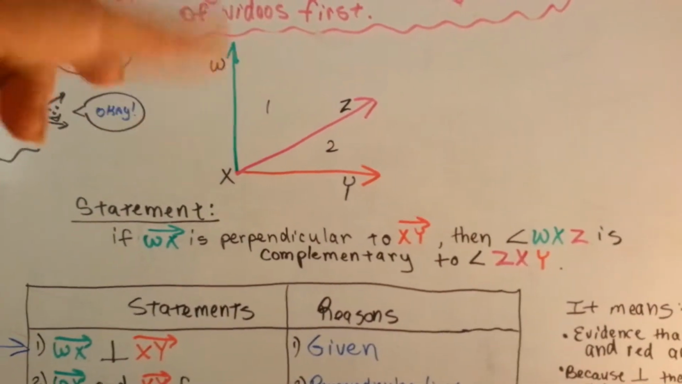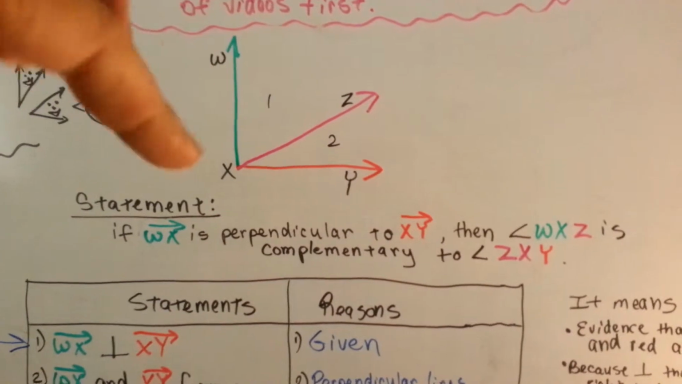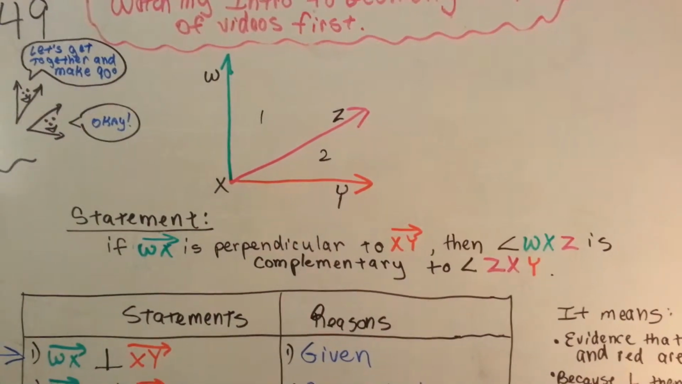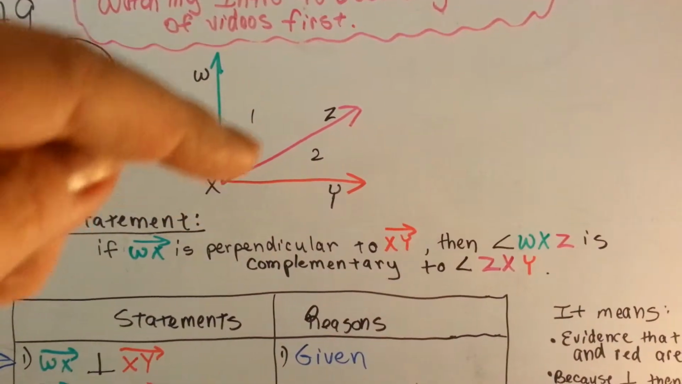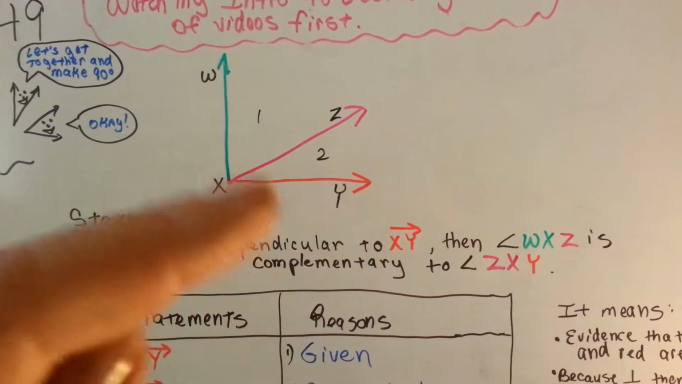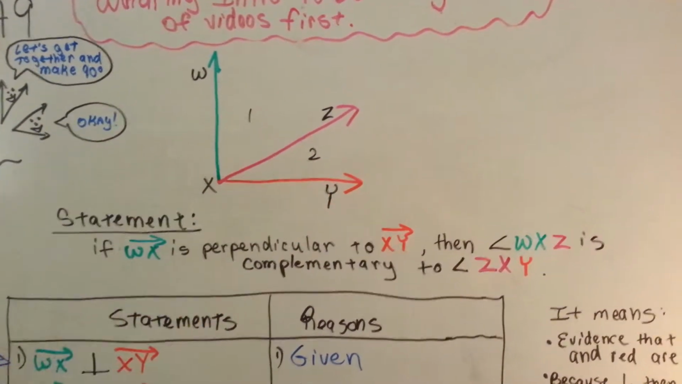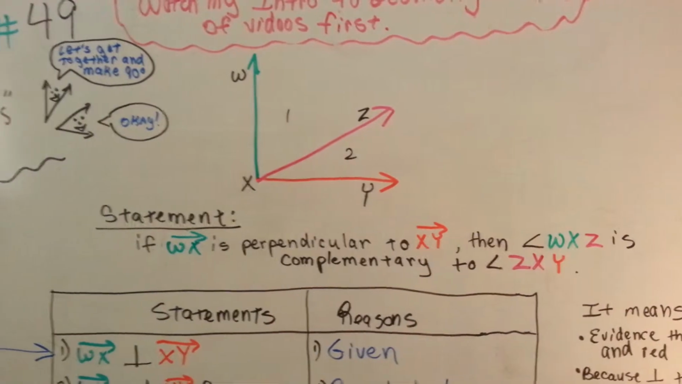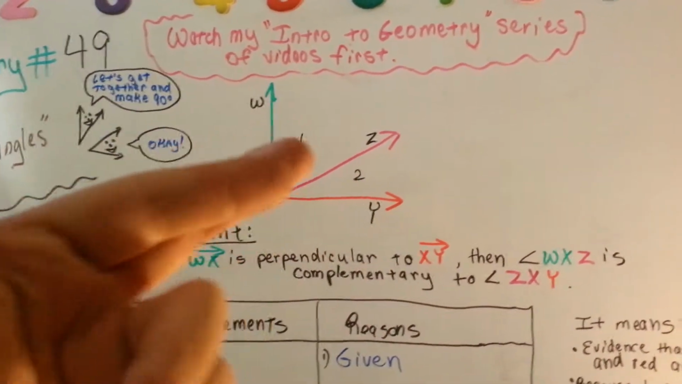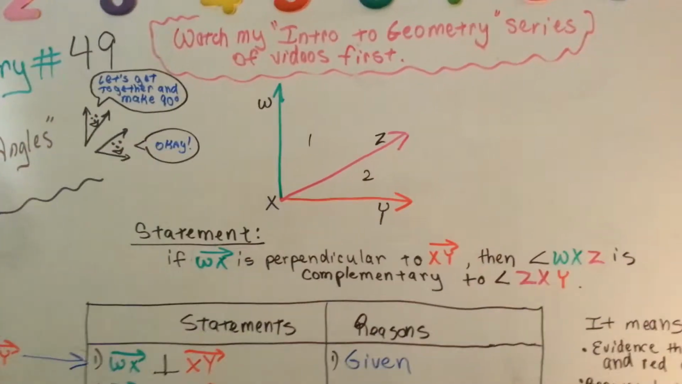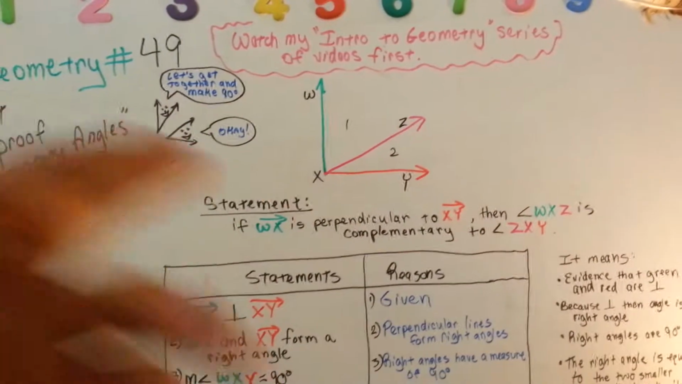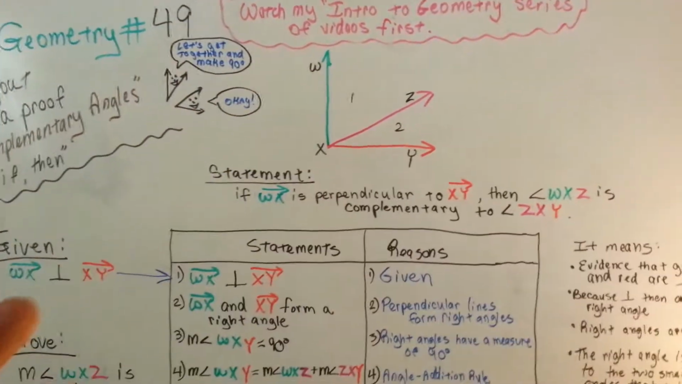If WX, the green one, is perpendicular to XY, the horizontal one, then this angle WXZ is complementary to ZXY. Saying 1 is complementary to 2. Well, if you know the rule of two angles being 90 degrees being complementary to each other, then you understand that this is a right angle and they are both complementary to each other. Why do we have to prove it?